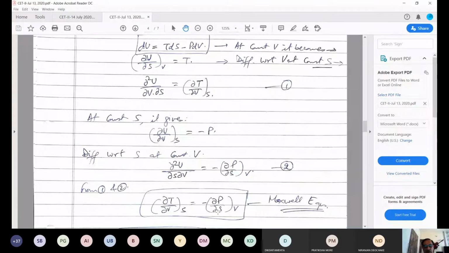That was using the internal energy equation, the fundamental property relation. Now let's use the enthalpy relation.